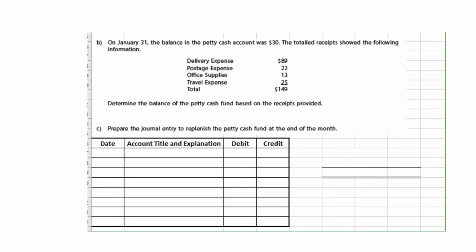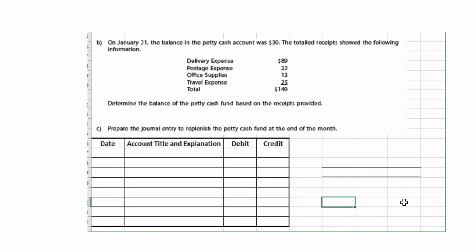The next part of this transaction says, as of January 31st, the balance in the petty cash box was $30, and the total of the receipts of the four items submitted was $149. So we need to determine the balance of the petty cash fund based on the receipts provided. And then we also need to prepare the journal entry to replenish the petty cash as of month end.